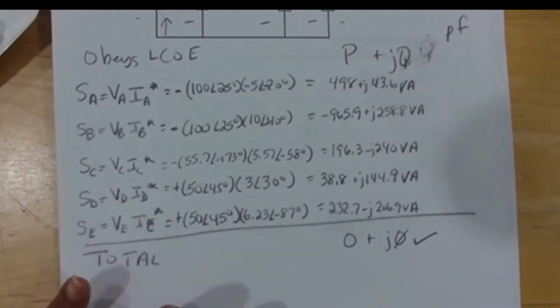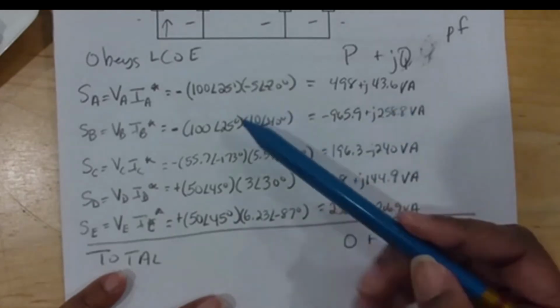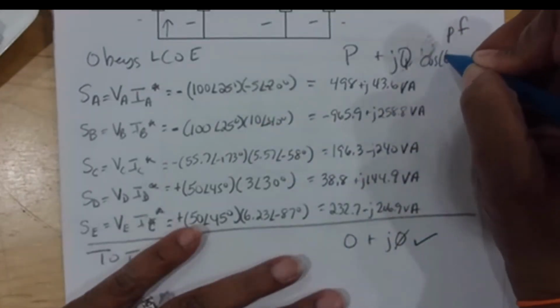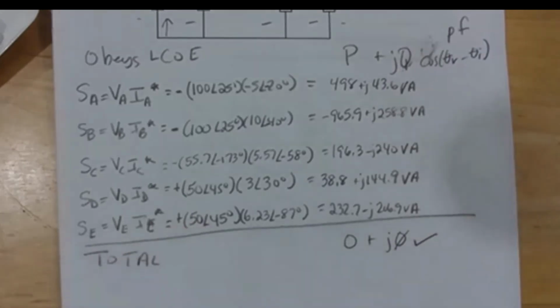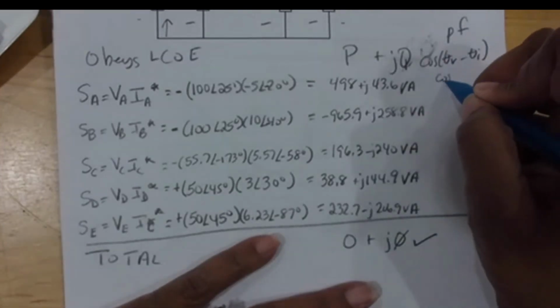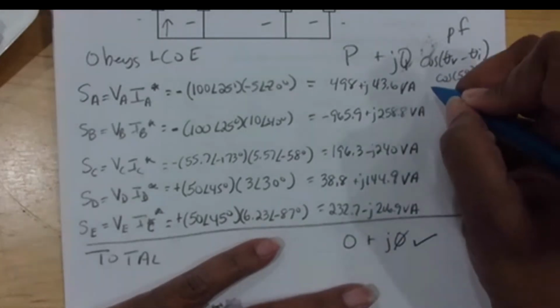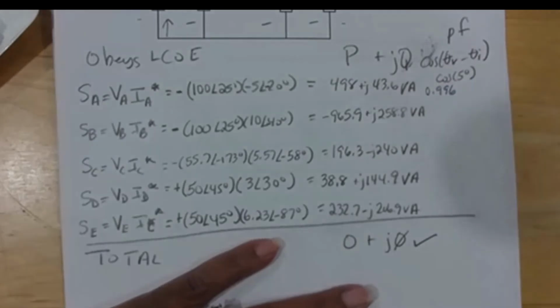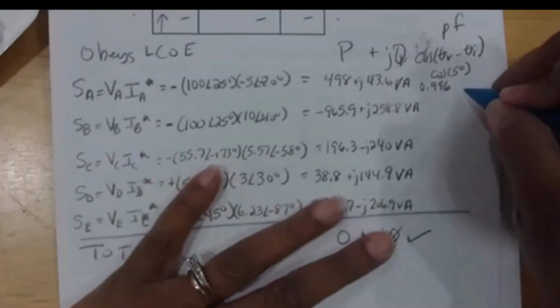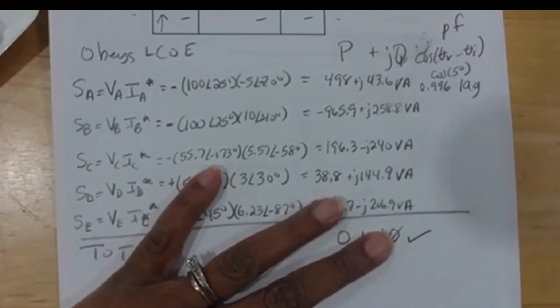So the next thing we're going to find is actually the power factor. The power factor is the cosine of theta V minus theta I. So for example, for A, it would be the cosine of 5 degrees, which is 0.996. It's lagging because the angle was positive.